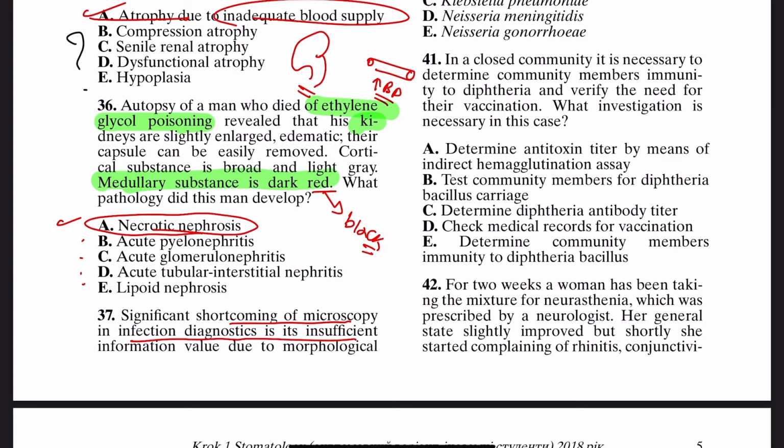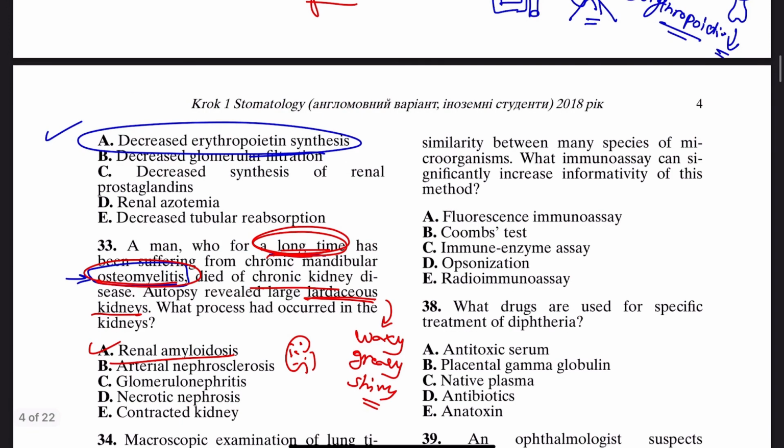Microscopy infection diagnostic is insufficient information due to morphological similarity between many species of microorganisms. So they say that microscope may not be enough to do diagnosis because a lot of microorganisms are similar. For example, a lot of them are gram-negative bacilli. They all look the same. What immunoassay or what test will we use to increase the informativity of this method? If we want to look at the bacteria in a better way, we can use fluorescent immunoassay. It will separate the bacteria based on antigens. It will give a better view.